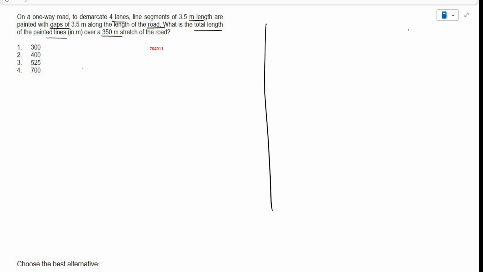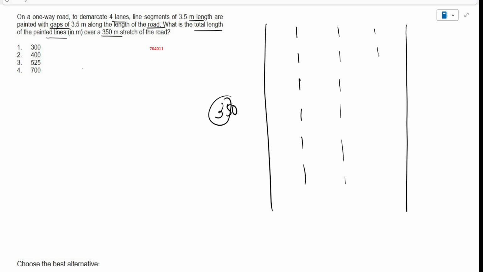See, this is suppose a road which is 350 meter long. You have to see the roads where lanes are divided. So you have to divide this into 4 lanes. Fine. So suppose this is 1 lane, then this is another, this is another. So 4 lanes are divided, and each strip is 3.5 meter long. Then each gap is 3.5 meter long. Each strip is 3.5 meter, each gap is 3.5 meter.